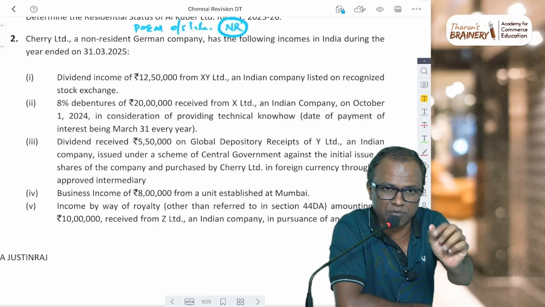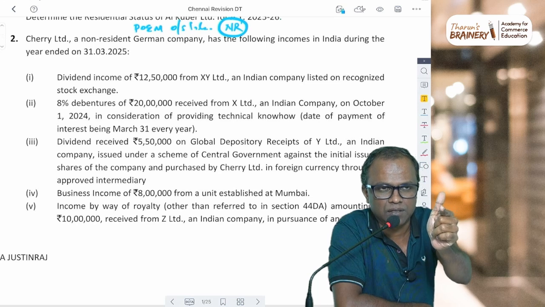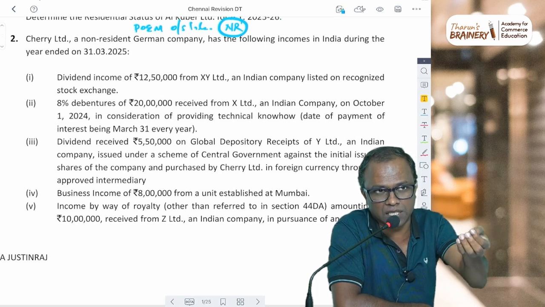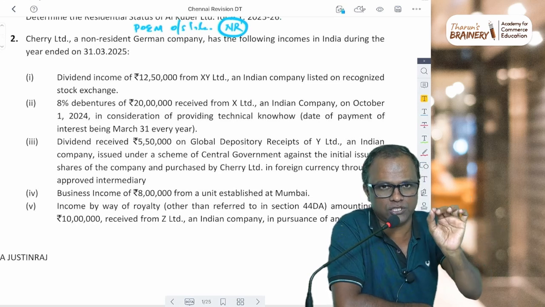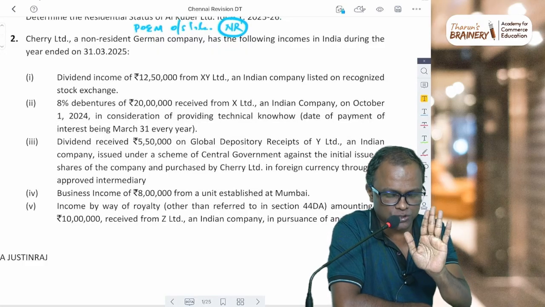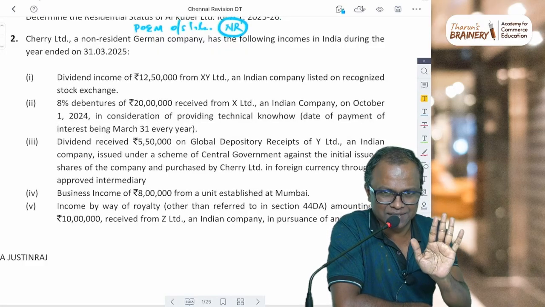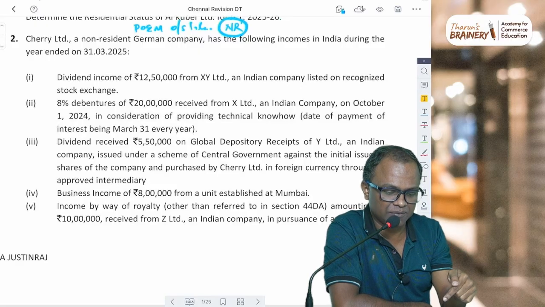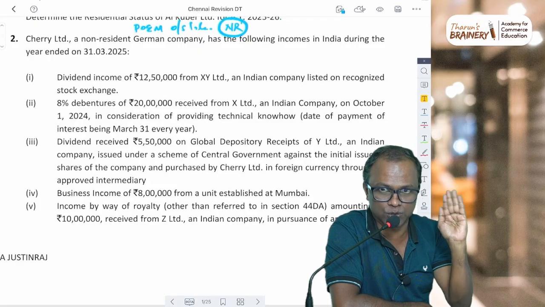So the income received will be net of TDS. But if they are saying dividend income, interest income, gross, or they are saying dividend earned, income earned, gross. So otherwise it is net. So first item, dividend income, we can take as gross.